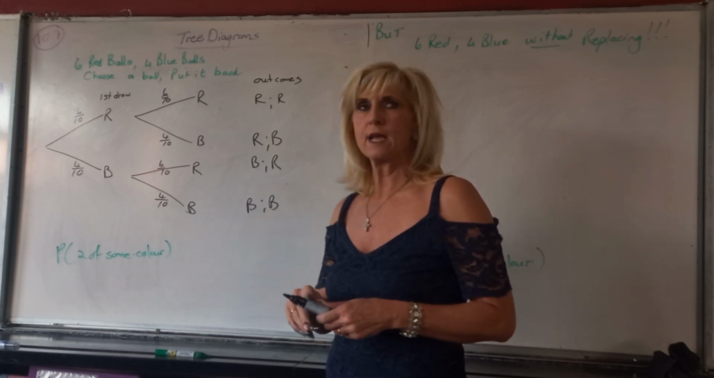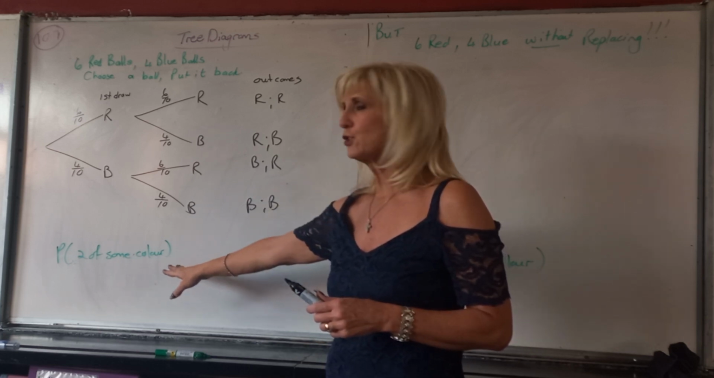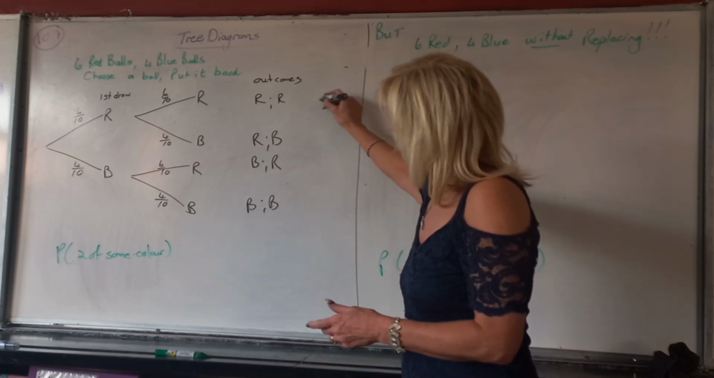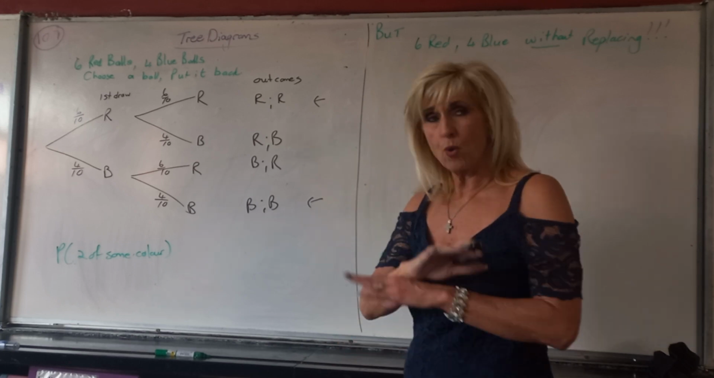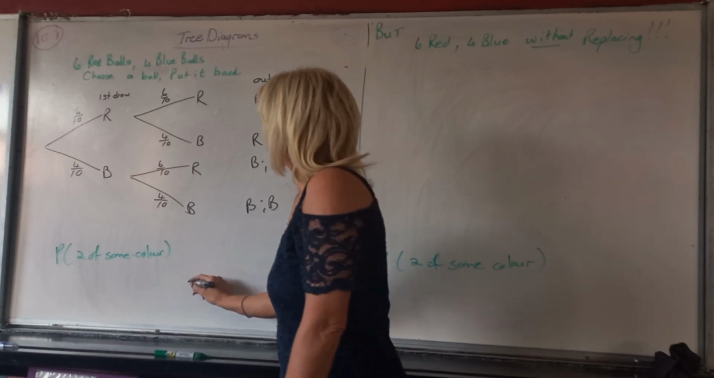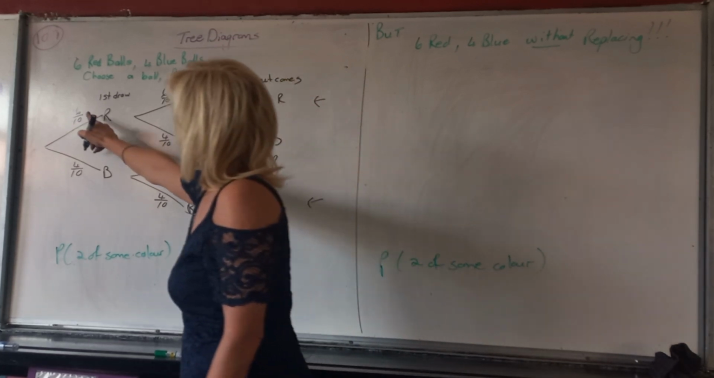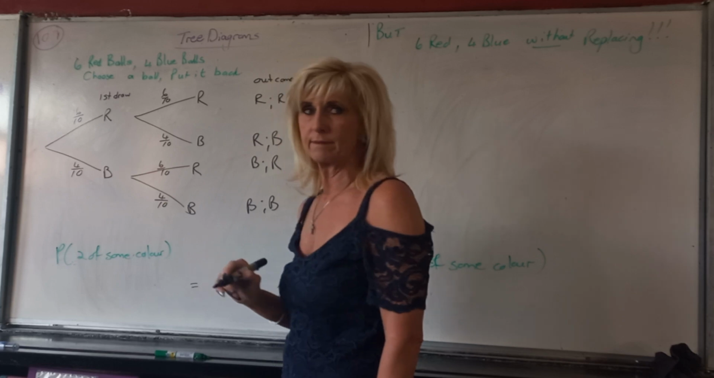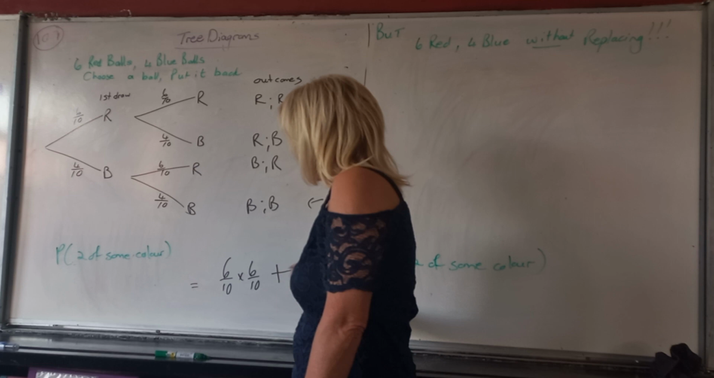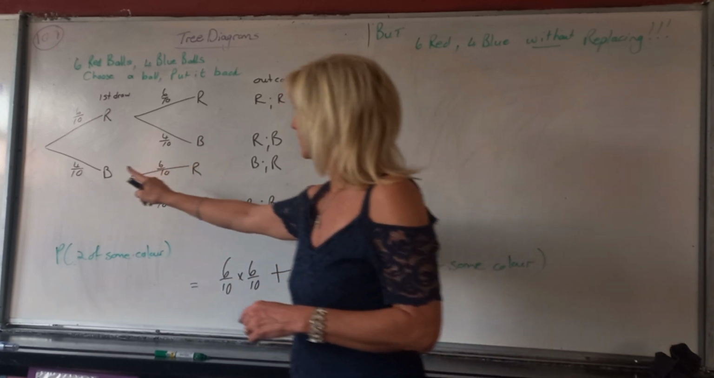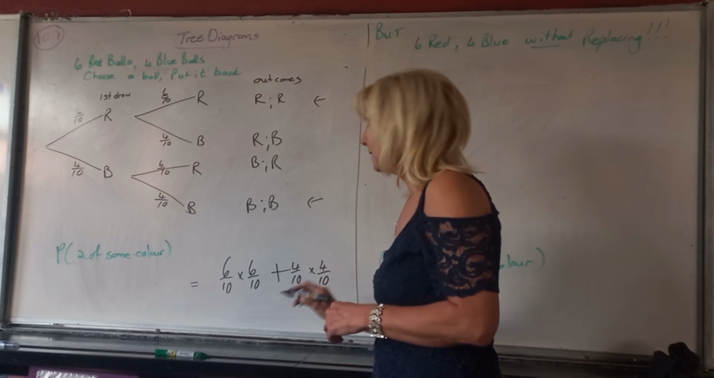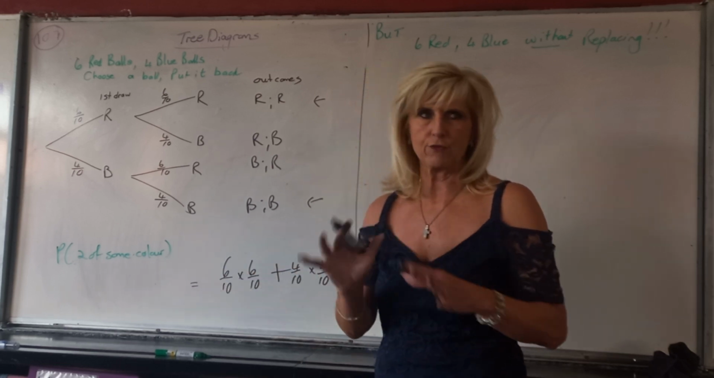The question is, what is the probability that I will have 2 of the same color? So which ones would that be? Red, red, and blue, blue. That one and that one. So all you need to write is not even any formula. You could have just said, the answer is red, red. You're going to take 6 out of 10 times 6 out of 10, and add that to the other probability, would it be 4 out of 10 times 4 out of 10. If you write that in a matric final exam, you are perfectly 100% correct.